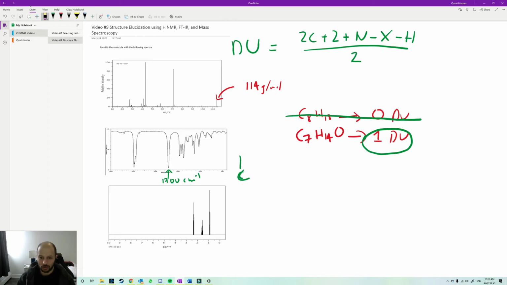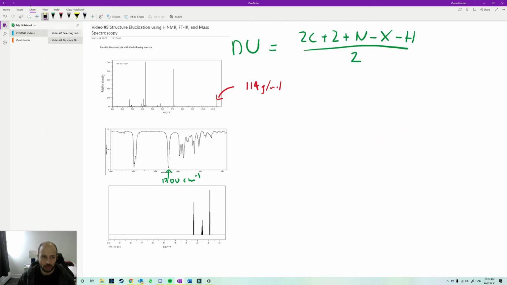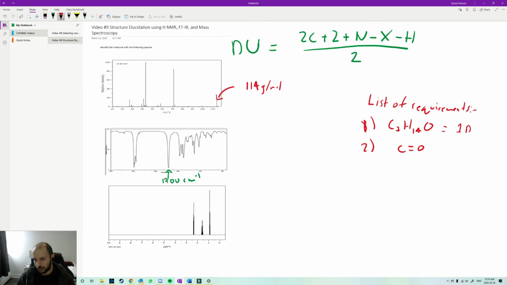So at this point, what I usually do is start compiling a list of criteria, or requirements, whatever you want to call it. So number 1, my molecular formula is C7H14O. Number 2, I have to have a C double bond O, and from the molecular formula you could get that that's the 1 degree of unsaturation.